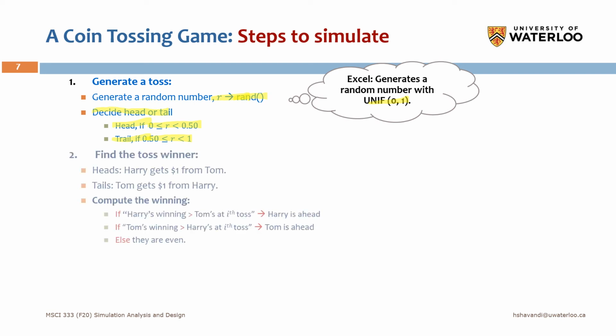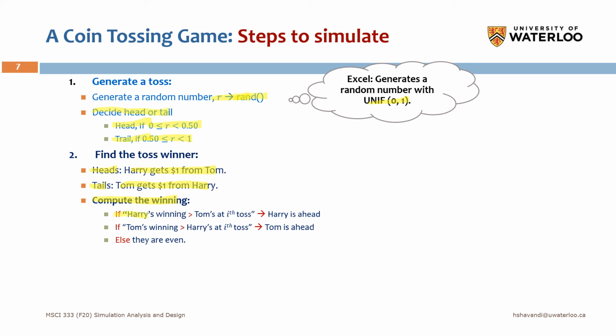The second step is to find the toss winner. If the outcome of the toss is heads, then Harry gets $1 from Tom. And if it's tail, then Tom gets $1 from Harry. This is the rule, and this is how we compute the winnings.